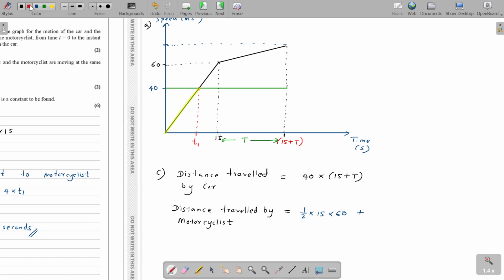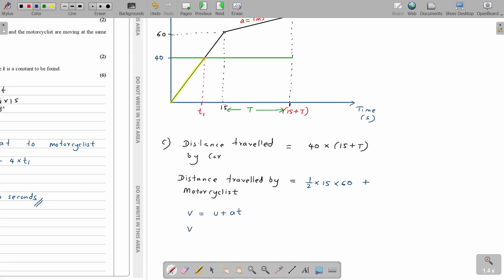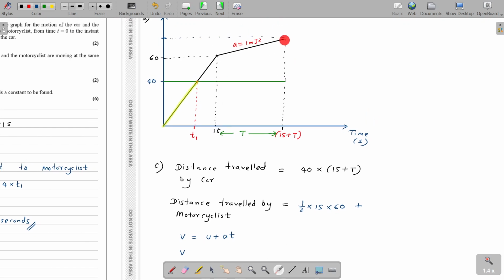They have told us the acceleration here is 1 meter per second square, right? The gradient. So from this point to this point, we can use v equals u plus at. So what do I get? Final velocity is what I am trying to find. V is what I am trying to find over here. Do you agree with me? Initial u is where we start.